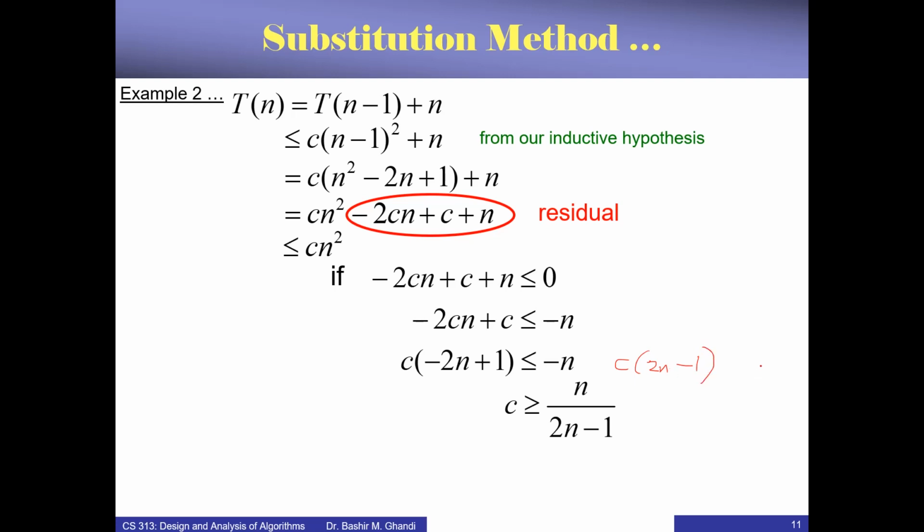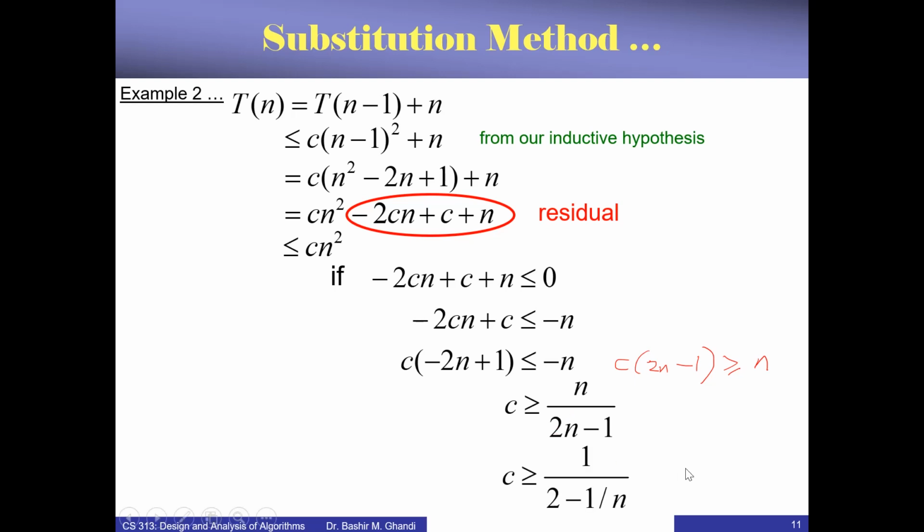Okay. On the other side we have n, because minus n times minus 1 will be n. But remember, if you multiply by minus 1 for an inequality, the inequality is going to change. So this is actually going to change to greater or equal to. If you multiply both sides by minus 1, this is what you have. So from this one now, if we divide both sides by 2n minus 1, then we will have c less than or equal to n over 2n minus 1.